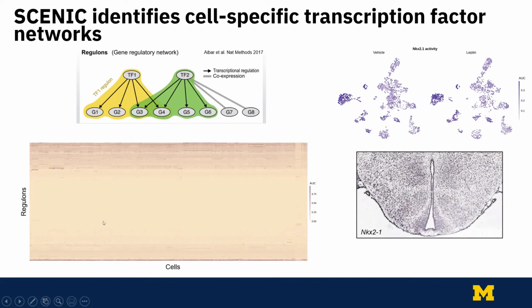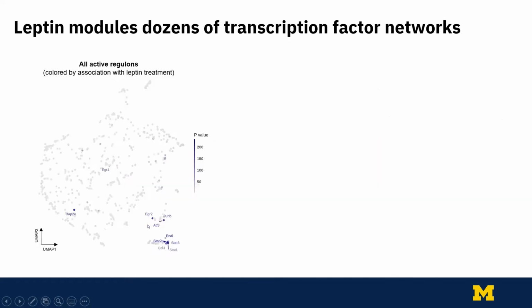However, we then took all regulons and we found their association with treatment. And what we found after reducing them in dimensions to better visualize them, we found that a very similar batch of regulons here that are the sort of STAT and STAT target genes. So for example, STAT3, STAT1, STAT2 are all very highly associated with leptin treatment, as we would expect.